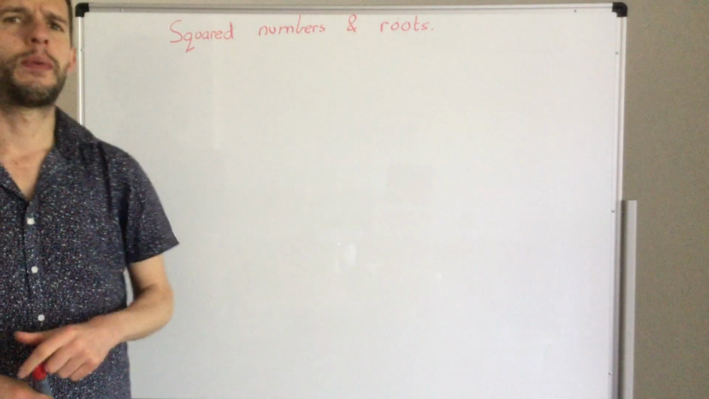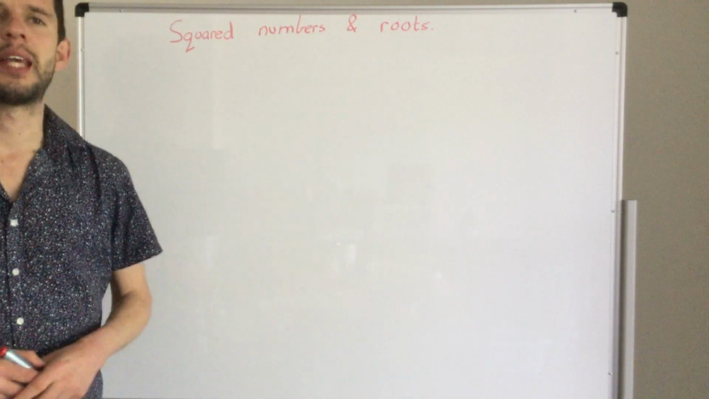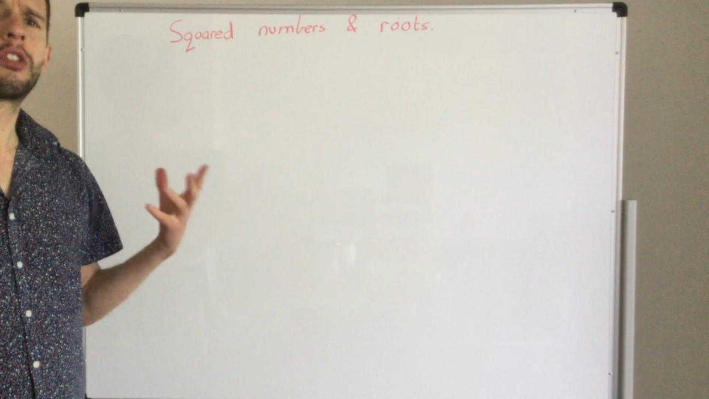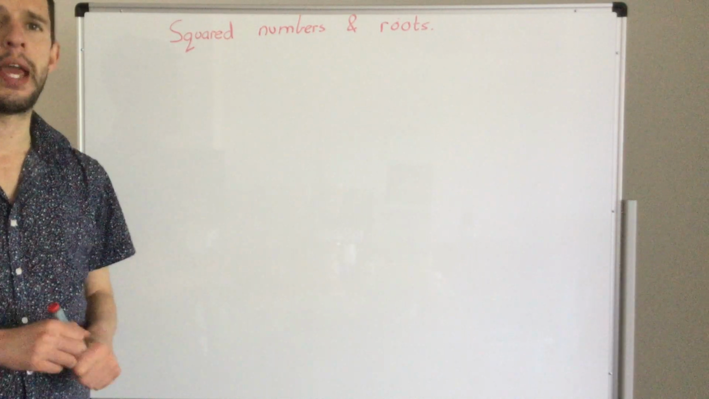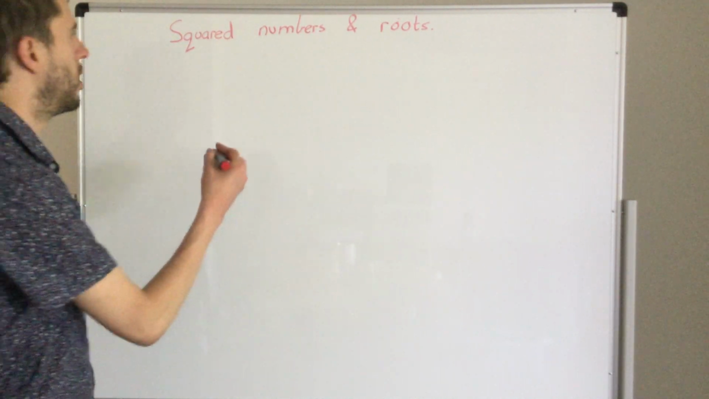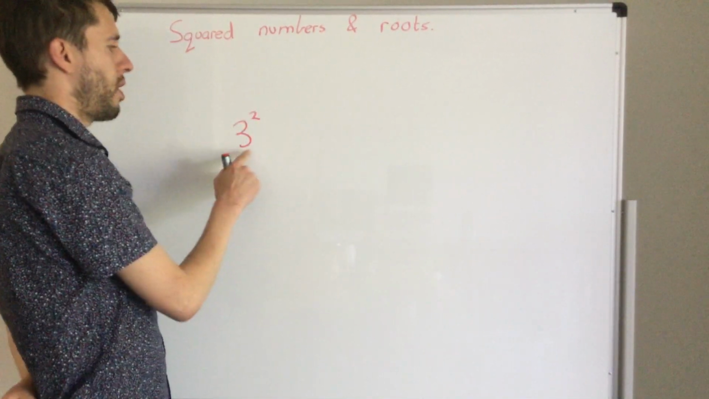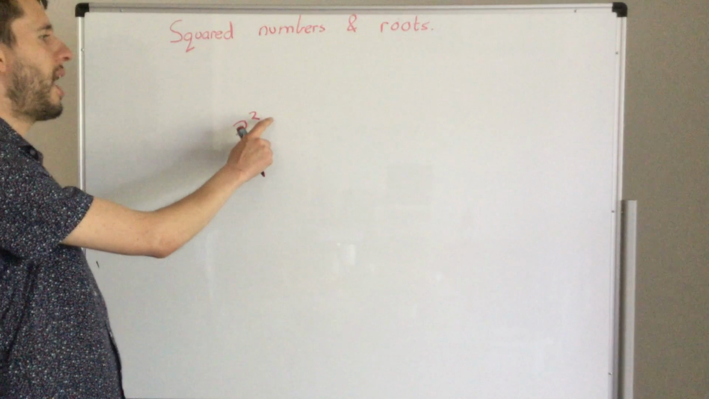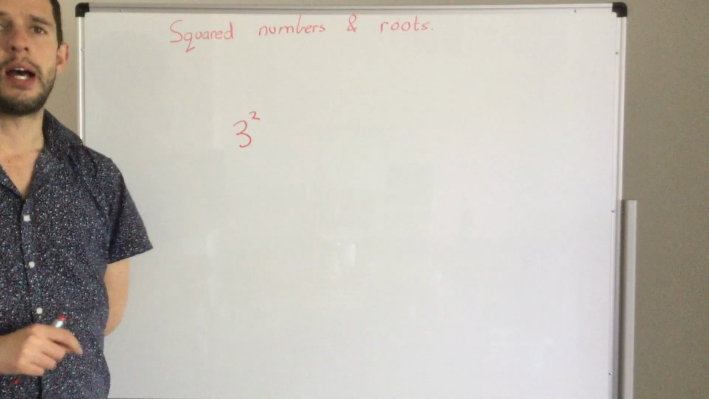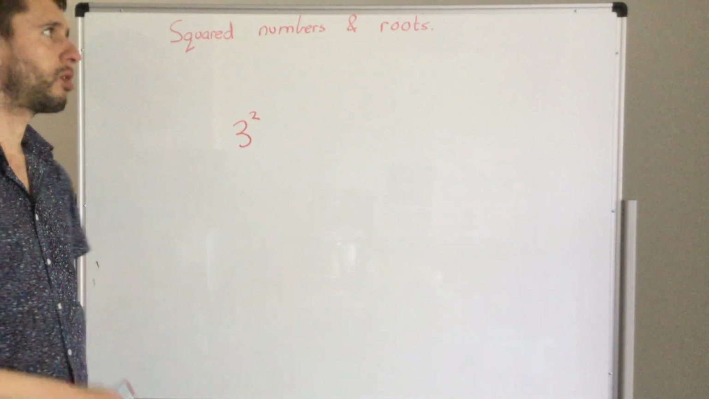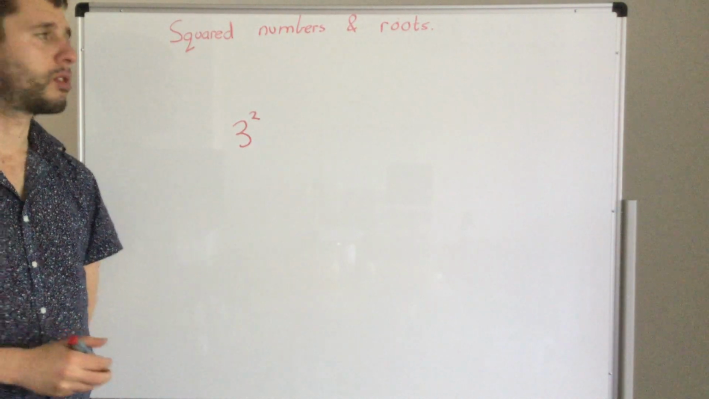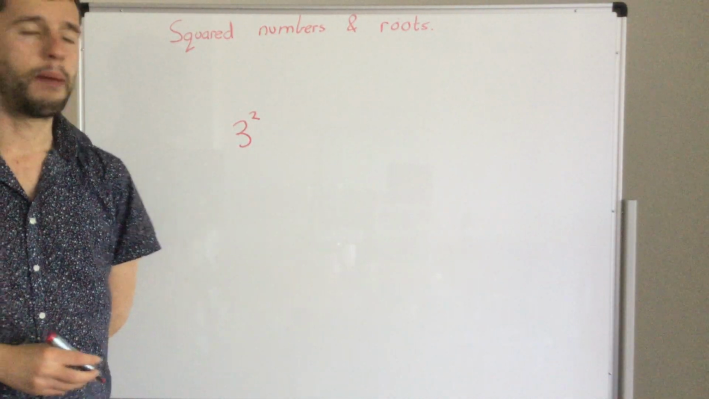So we are going to be looking at square numbers and roots. A squared number takes us back to our exponents, index raw. We have our base, which is 3, and we've got to the power of 2. The index is 2. So anytime the index is 2, we have a squared number.